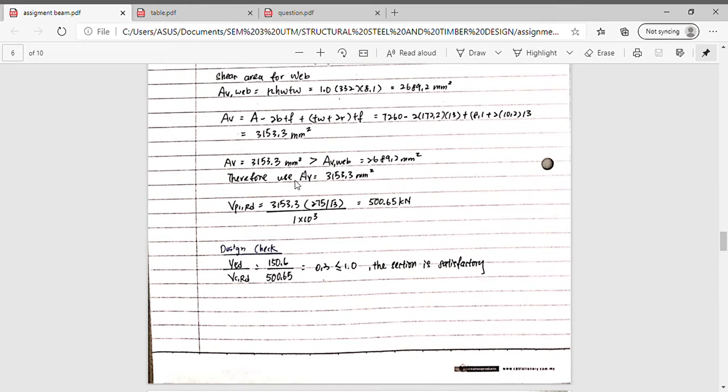And then we use the Av, which is the larger one, so it's 3153.3 millimeter square. Then we substitute into the formula to get the shear force resistance, which is 565 kilonewton. Then we do the design check, and the shear force must be less than the shear force resistance, so the section is okay.